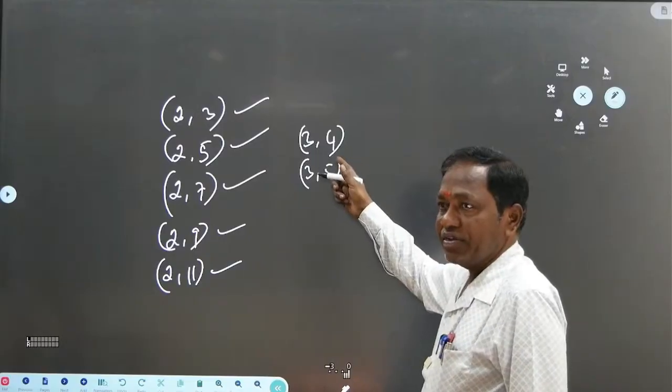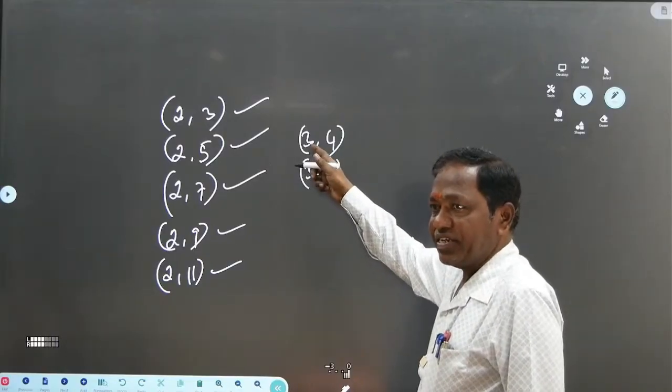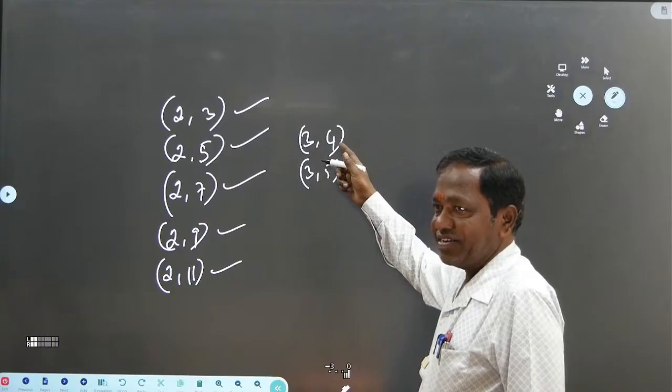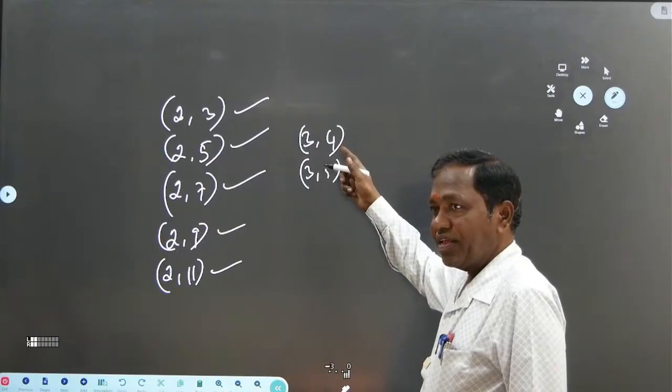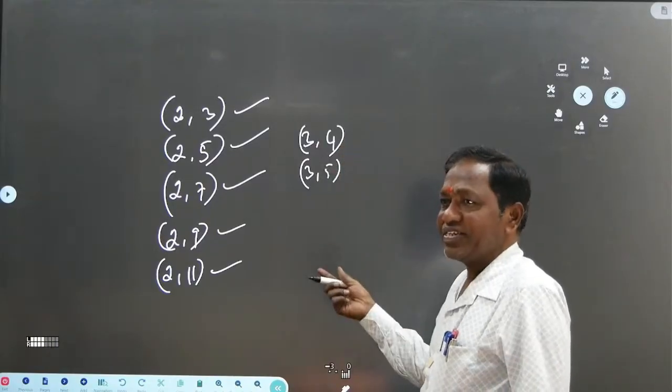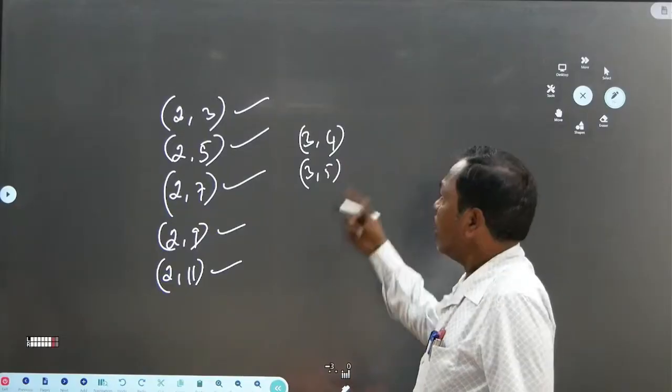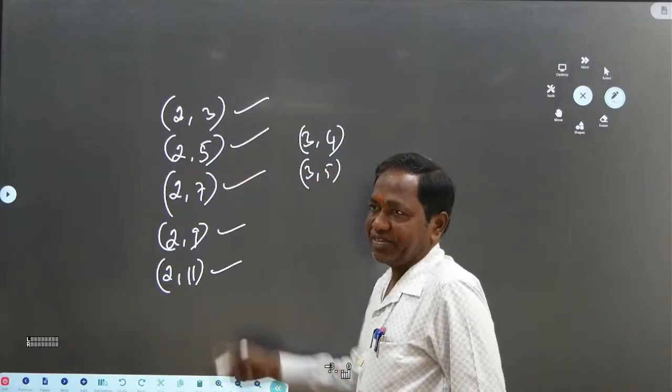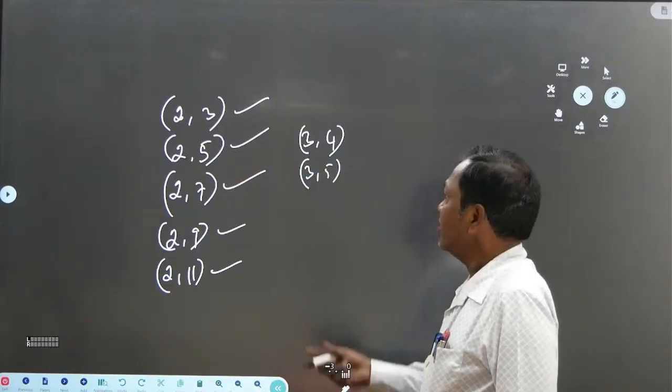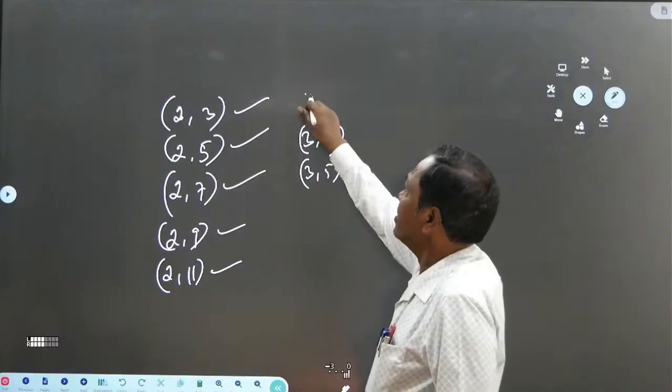3 and 4. 3 will divide 3, but not 4. So 3, the next number should be greater than the previous. No, not necessarily. 3, 2 can also be taken, even though you already used it. 3, 3 you can take 3, 3.